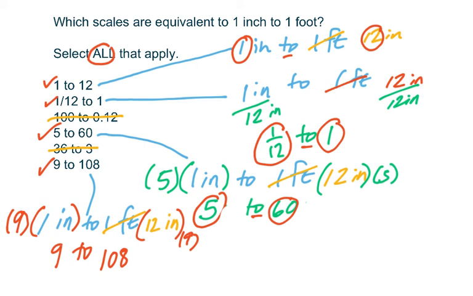If you chose the answer 1 to 12, you are partially correct. It is one of the scales that is equivalent, but you either didn't realize that it says to select all that apply, or perhaps you didn't understand how to take 1 inch to 1 foot and then convert it or change it into the 3 other scales. So the one that you chose is right, but the reason that this is wrong is you didn't choose all that apply.